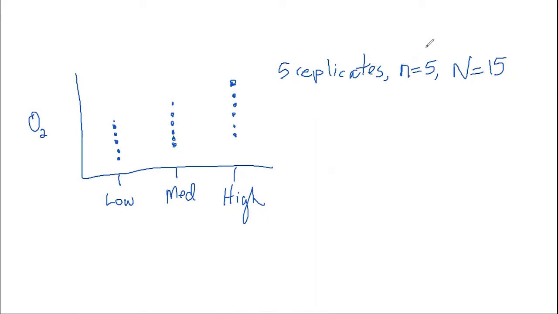This notation here, little n and big N, that's my notation, okay? This is not any sort of standard notation. In fact, many publications will often ignore the number of replicates and just give you the total sample size, which can be a little bit misleading depending on the number of groups.